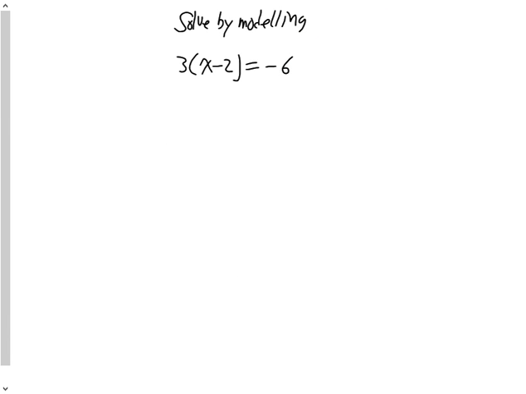Our final question in modeling says solve 3 groups of x minus 2 equals negative 6. Or you can read it as 3 multiplied by x minus 2 equals negative 6. I like saying 3 groups of x minus 2 equals negative 6 because it makes more sense. So the first thing I'm going to do is draw an x minus 2. And this 3 that resides right here is actually saying I have 3 of those.